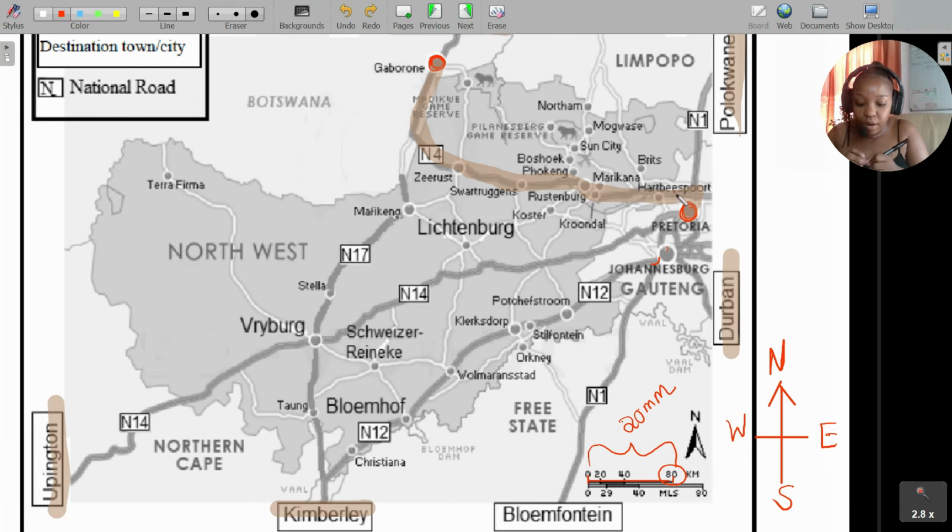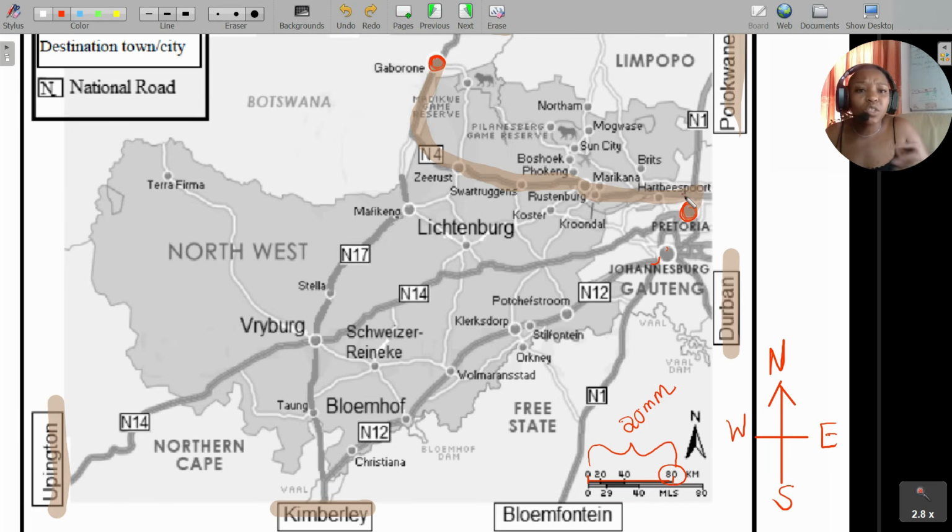I'm not going to write it down, so you just need to listen. From Gaborone, you're going to get onto the N4 and travel in the southeasterly direction along the N4. Then after passing Hartbeespoort, you're going to get onto the N1 and travel in the south direction to reach Pretoria. That's basically how you give a clear set of directions.